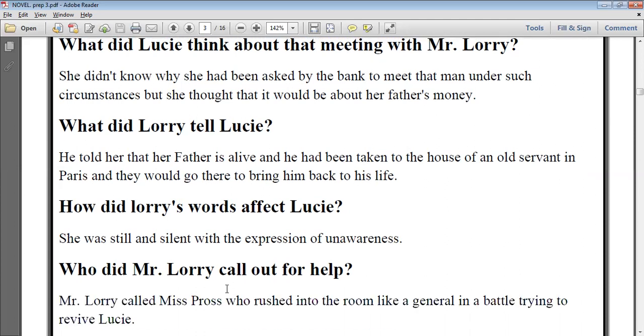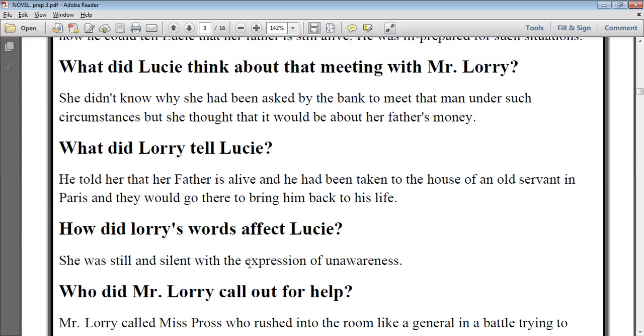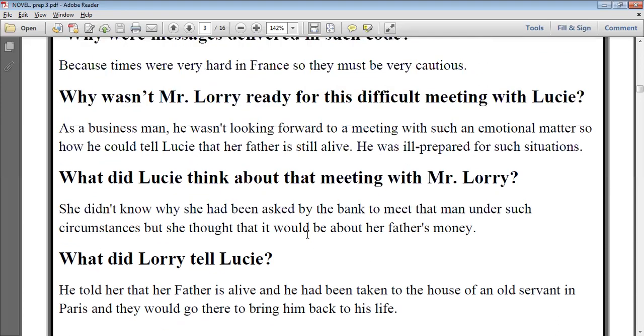And the last question, my dear students, for this session today: who did Mr. Lorry call for help? Mr. Lorry called Miss Pross, who rushed into the room like a general in battle, trying to revive Lucie. Of course, these are the most important questions in chapter one.